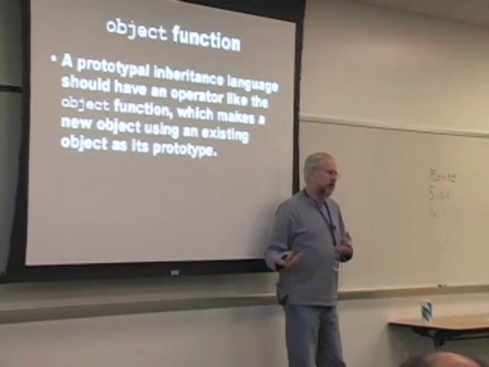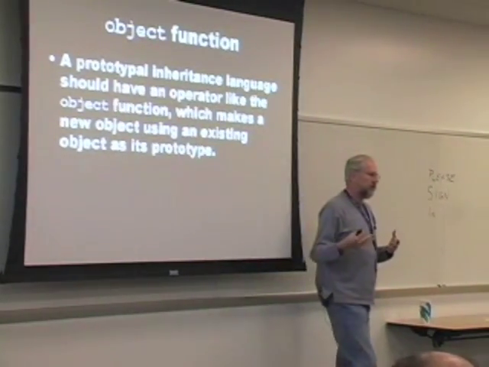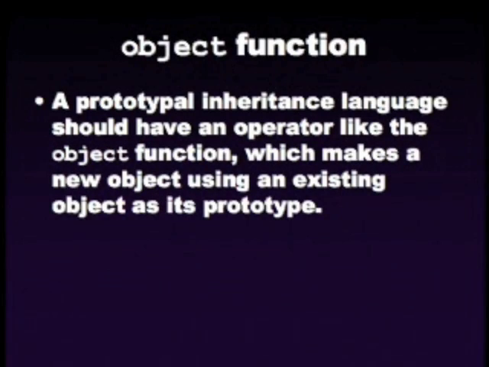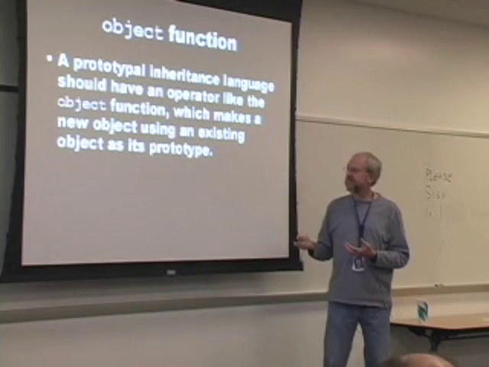So I think that's way too complicated. I think there's too much indirection in it. I think it's just not a good pattern. I much prefer using the object function to make instances of objects. It's more in keeping with the true prototypal nature of the language.